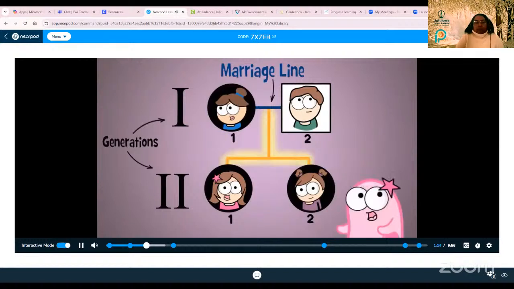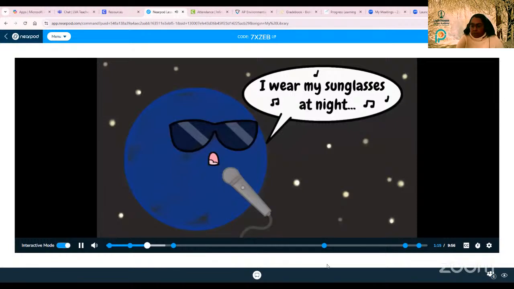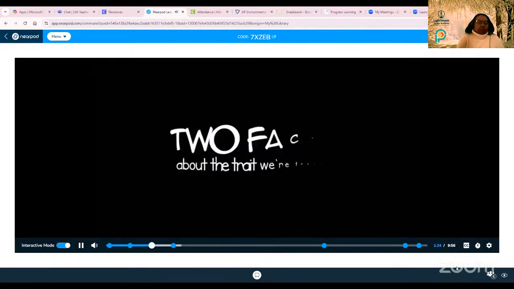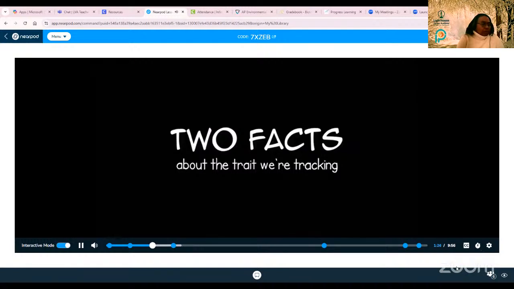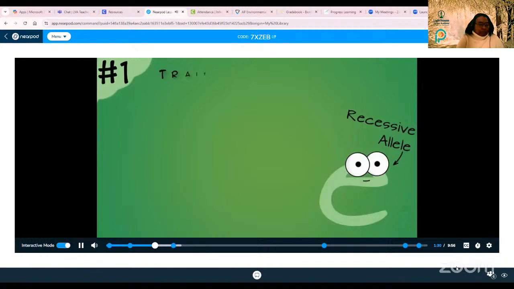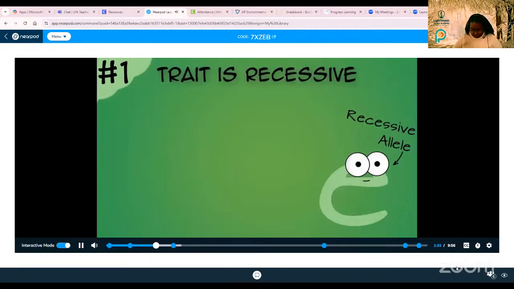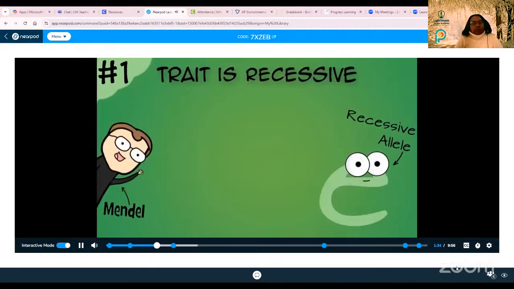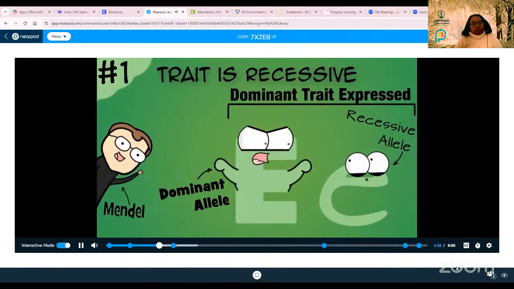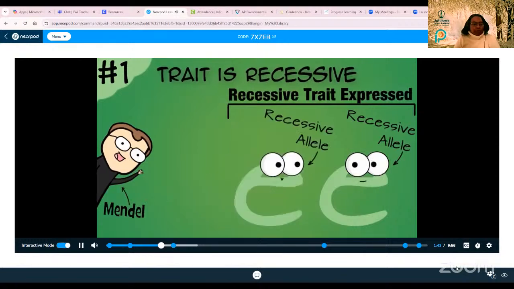Now you may wonder, why are some of these shapes shaded? What does that mean? Well, the shaded shapes represent a trait that is being tracked in the pedigree. Here are 2 important facts about the particular trait I am choosing to track. Fact number 1 about this trait being tracked is that it's recessive. Recall that in typical Mendelian inheritance, dominant alleles, if present, will lead to the expression of dominant traits. Recessive alleles only are expressed when the dominant allele is not present.